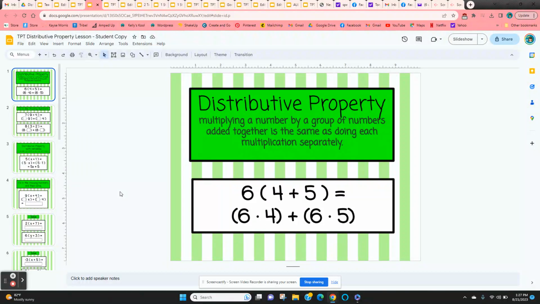Distributive property. This is a digital lesson, and it explains here on the first slide that multiplying a number by a group of numbers that are added together or subtracted is the same as doing the multiplication separately. So 6 times the quantity 4 plus 5 is the same as 6 times 4 plus 6 times 5.